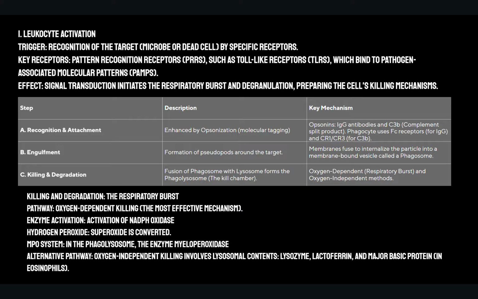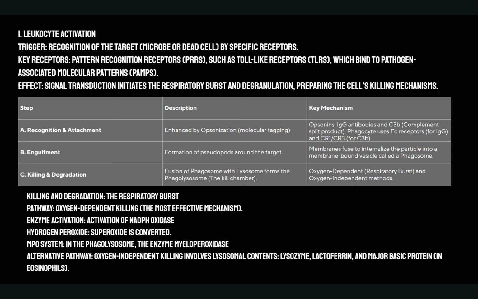So here, this is made dramatically more efficient by opsonization, the molecular tagging of the microbe. The 2 key opsonins are IgG antibodies and the complement component C3b. The phagocyte uses specific receptors to grab the tagged microbe, as in Fc receptors for IgG and CR1 or CR3 for C3b. Pseudopods extend, forming a vesicle called a phagosome.